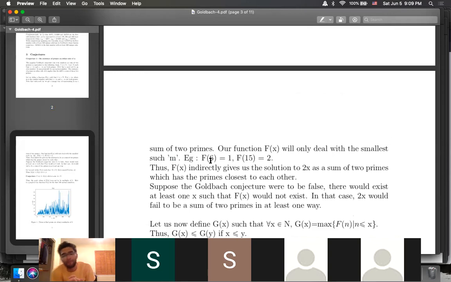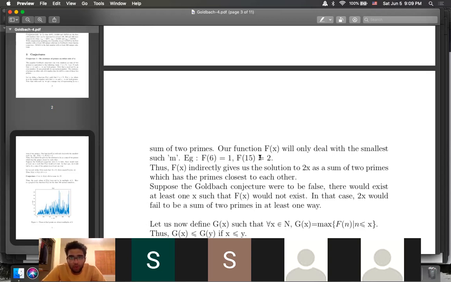Now, for example, if I pick the number 12, I could define m to be equal to 1 because 12 plus 1 is a prime, 12 minus 1 is a prime. So f of 12 will be 1. There might also exist another number which I can add and subtract, which could be 5, because 12 plus 5 and 12 minus 5 are also primes, but that will not be my f of 12, because f of 12 is the smallest value. Some examples: f of 6 is 1 because 6 plus 1 is 7, 6 minus 1 is 5.